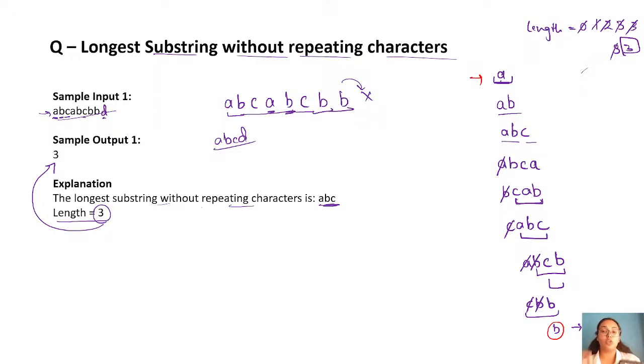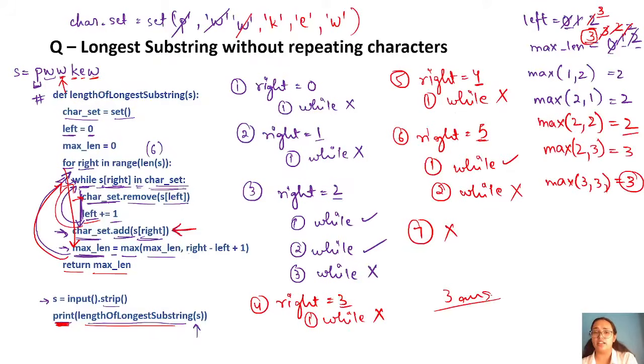So if you return the length of char set in the end, it will not always be correct, because it depends on that last window of the char set. The maximum substring you got could be somewhere in between, or maybe somewhere at the start. So never return the length of char set; always have one max len variable and then return it.